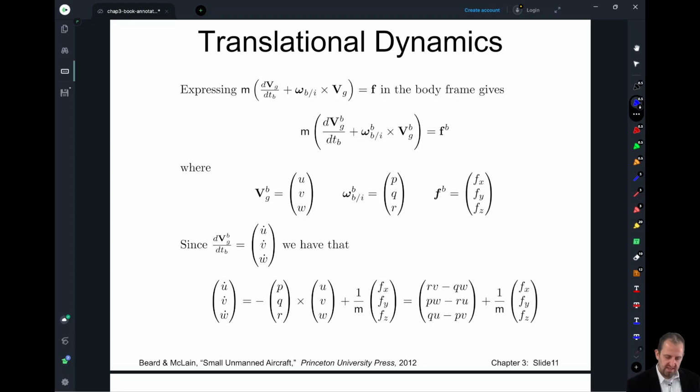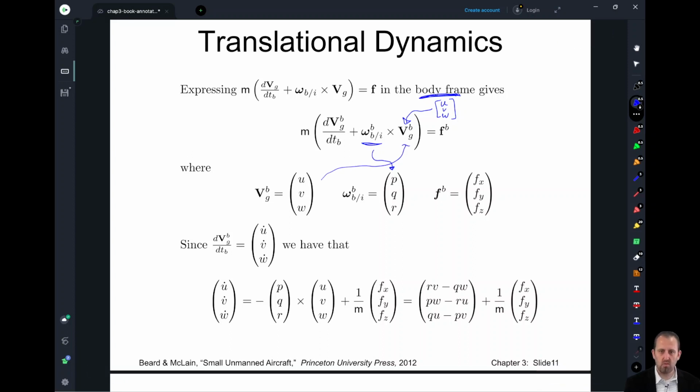If we express it in the body frame, that's really nice, because then this guy, remember it's our ground frame velocity, just becomes U, V, W. And in the body frame, our rotational vector is just our P, Q, and R. So these are things that we already know. And then we have the time derivative of that with respect to the body frame, and we'll jump into that.